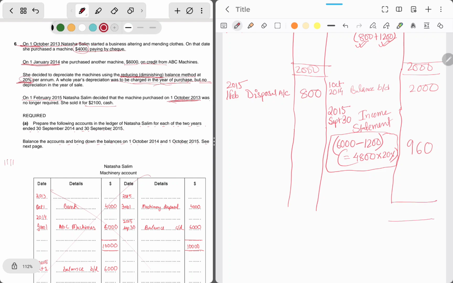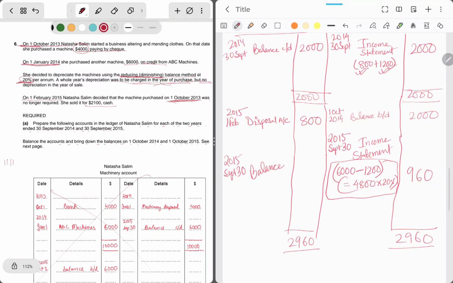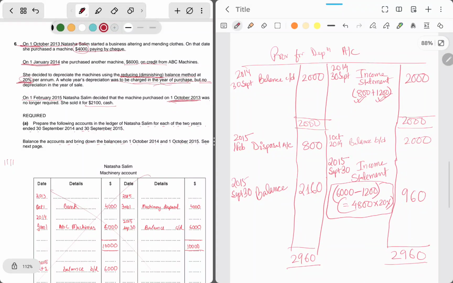Now close the books of accounts. This is 2,960. Close the books of accounts. This is 2,960, and here on 2015 same date, September 30, there is a balance. Yes, this balance is nothing but 2,960 minus what? 800. It is going to be 2,140. Yes, is it 2,140 plus 800? Sorry, 2,160, not 40. Okay, 2,160. So this is the balance in provision for depreciation account.